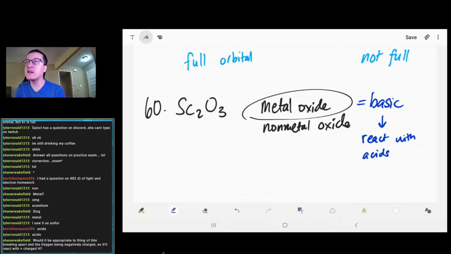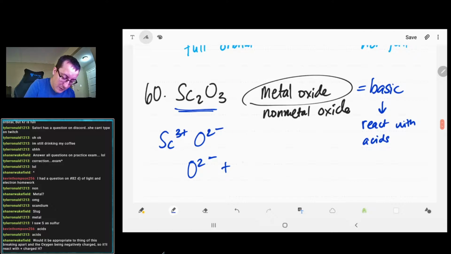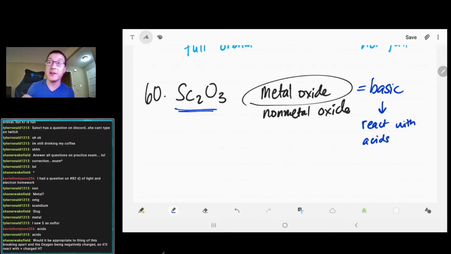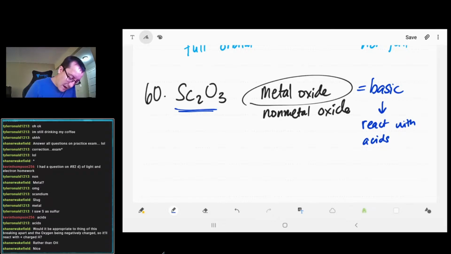Yes, so Shane, this is actually exactly correct. What happens here is that this thing kind of breaks up. Oxygen 2 minus will react with H plus to form OH minus, which is your base. You're absolutely correct. That's why this stuff happens. Yes, exactly. You want to think it's positively charged, because OH would be a negatively charged one. So we're just looking for some generic acid. It doesn't matter what our acid is going to be.